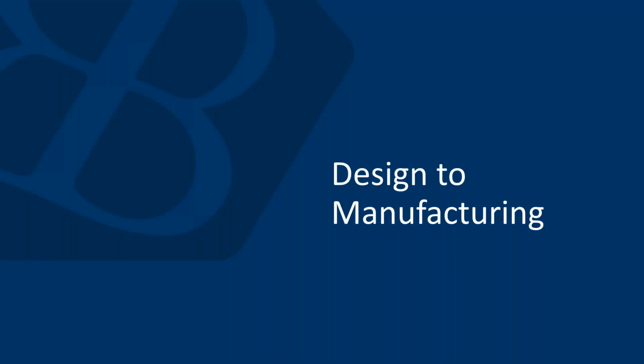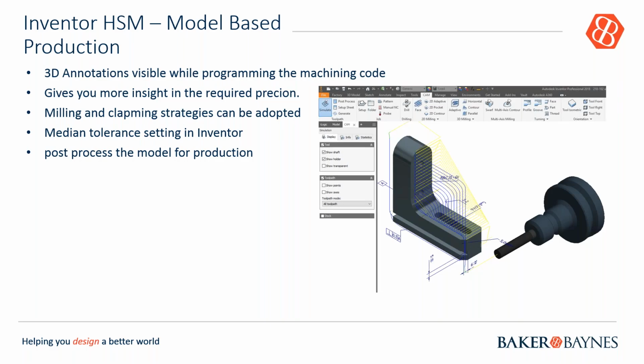So talking about working with it downstream, let's look at design to manufacture and how we would use it. In here, there's quite a bit of information, because what this allows us to do is that the 3D annotations are visible while programming machine code for HSM.